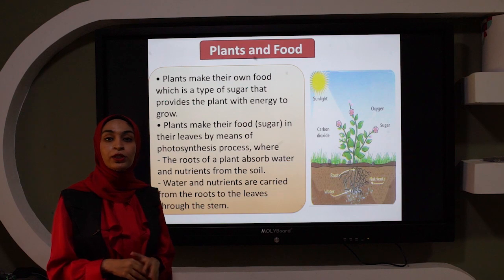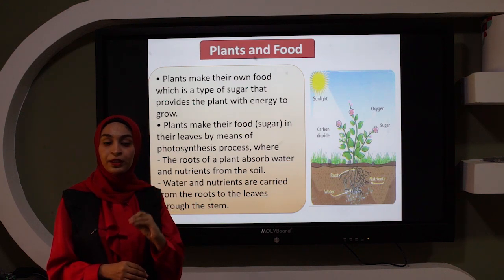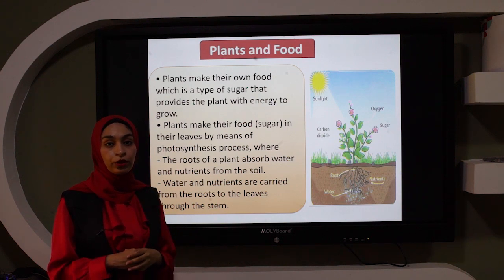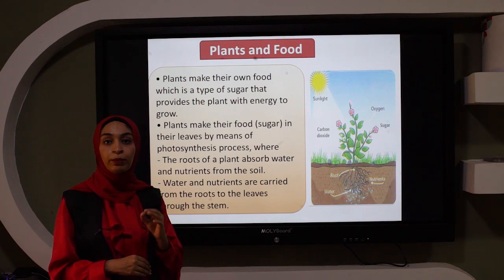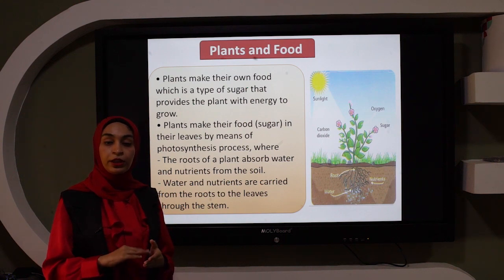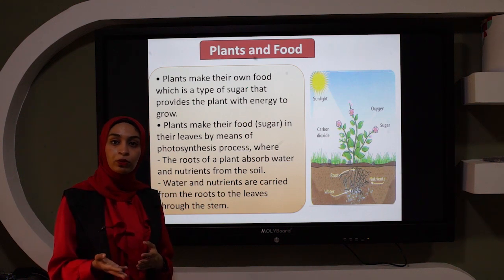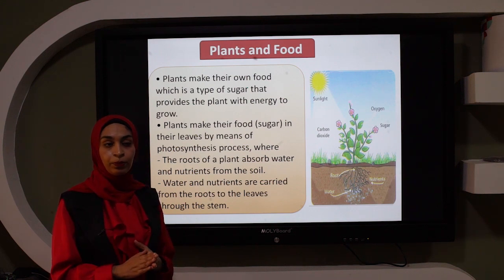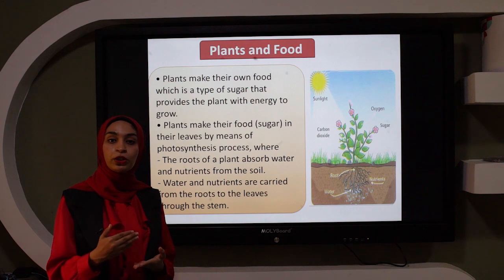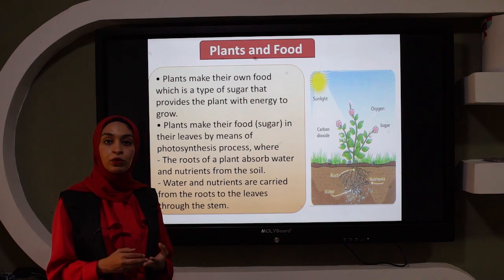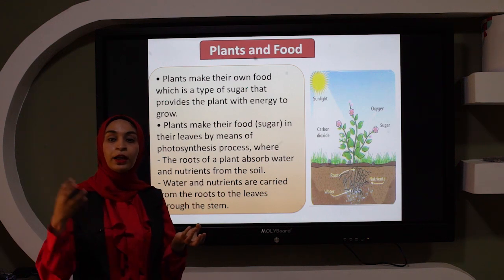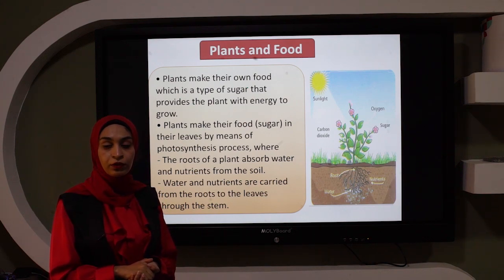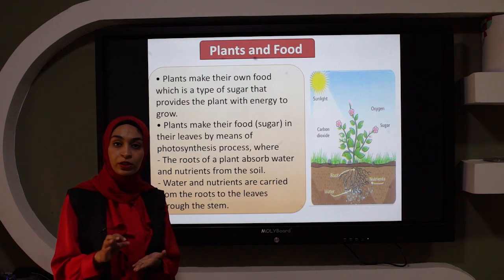What about the photosynthesis process? How does the plant make its food? By using its structure, starting with the roots, which absorb water and mineral salt from the soil. In the second step, water and mineral salt are carried by the stem to the leaves. When they reach the leaves, the plant can absorb sunlight and carbon dioxide gas from the air, through the stomata on the lower surface of the leaves.